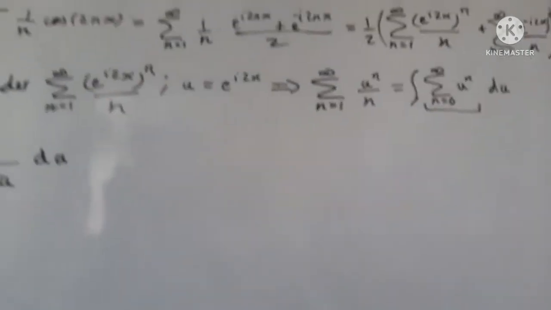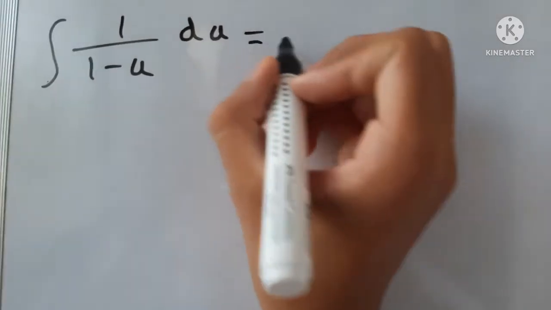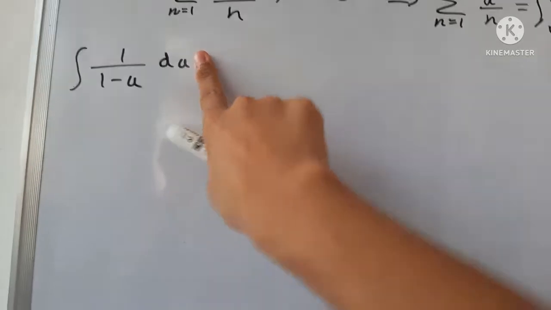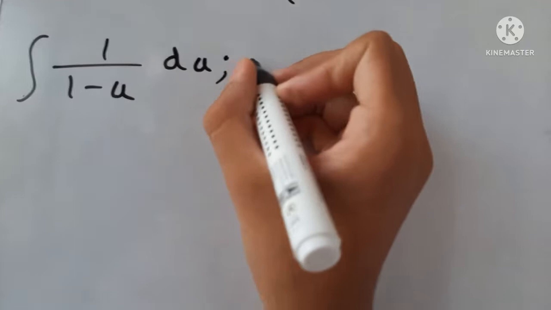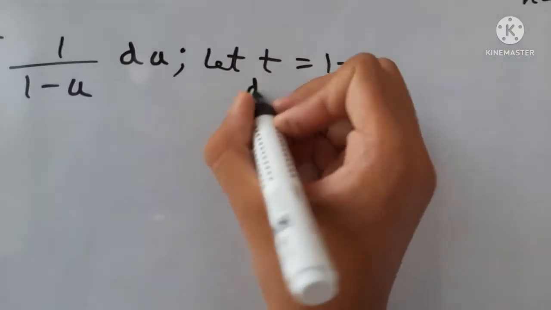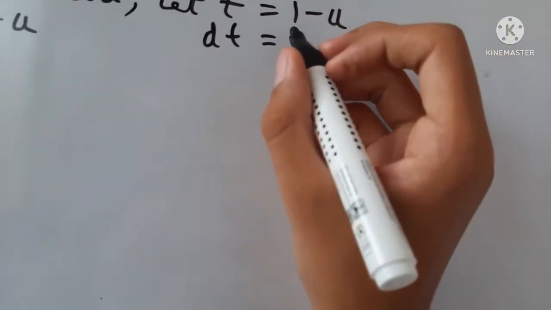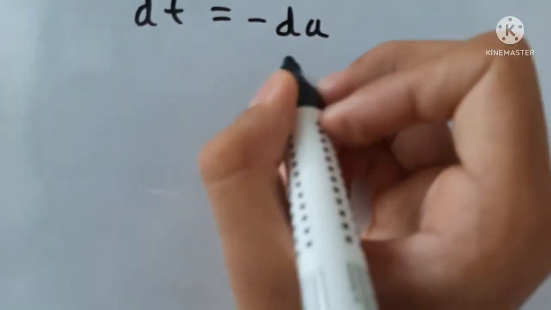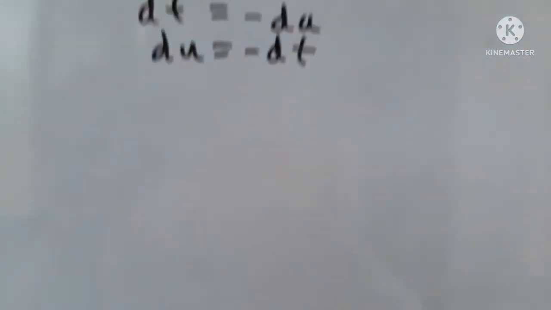This is what we have so far, right? Okay. Focus. So from here, now we'll integrate this. Make a t substitution. So let t equal 1 minus u, dt equals minus du, right? So du is minus dt.